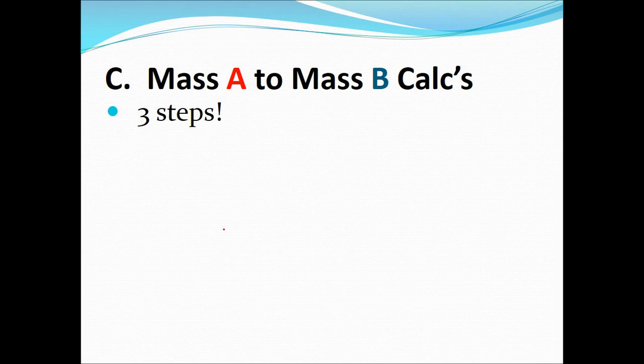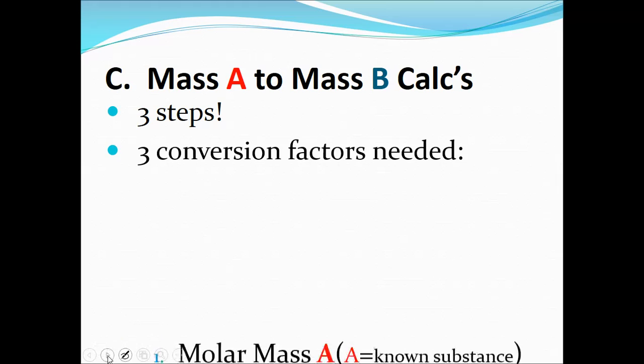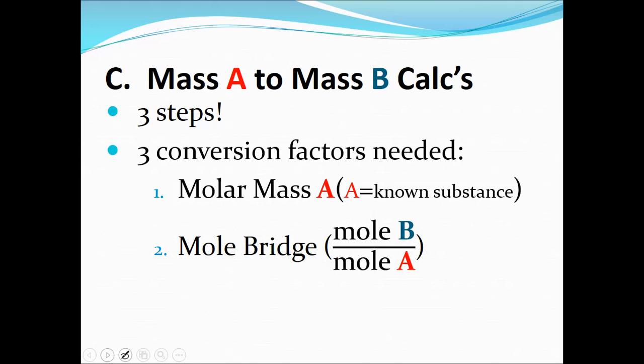This lesson is on mass of A to mass of B calculations. Remember, mass is grams of A to grams of B. These are three-step conversions. Now, the three conversion factors that you need, and this is the order they will come in, is molar mass of A. And remember, A is your known substance. You will always divide by the molar mass of A.